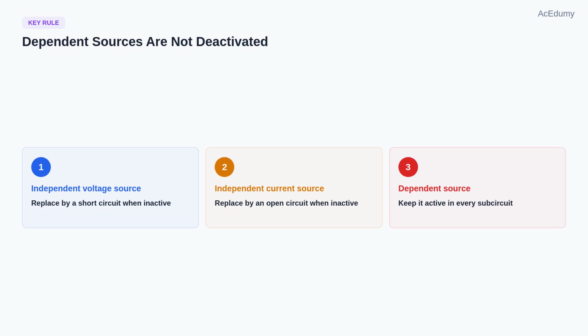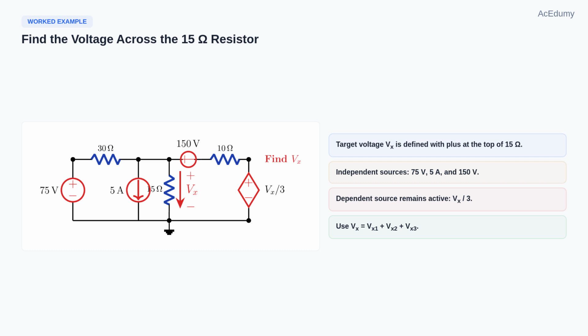Vx divided by 3. The original circuit has 3 independent sources: a 75-volt source on the left, a 5-amp current source in the middle, and a 150-volt source on the top branch. We will find Vx as the signed sum of 3 contributions. So Vx equals Vx1 plus Vx2 plus Vx3. For each contribution, the dependent source remains in the circuit, but its value becomes that contribution divided by 3.